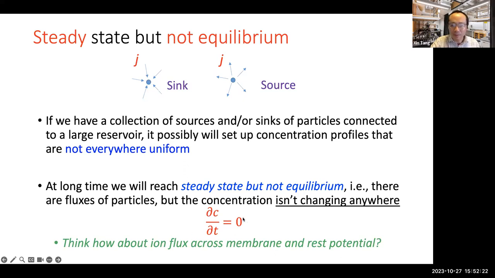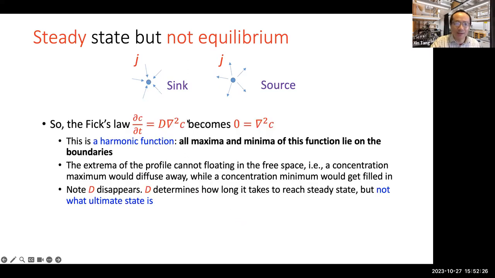Okay. And then in general, if partial C, partial t equals zero, then only the right hand side value exists. That value is the delta square C, this term equals zero. This one, remember, involves second order derivatives of the concentration with respect to x, y, z respectively, right?